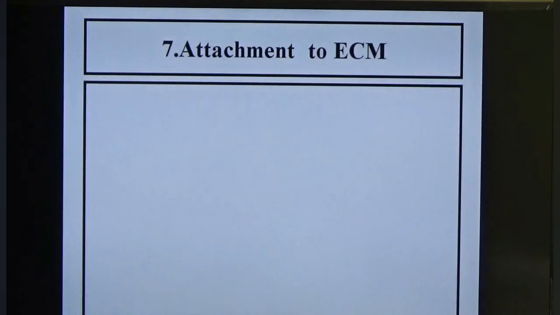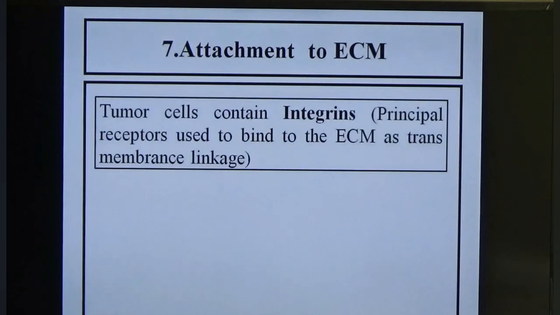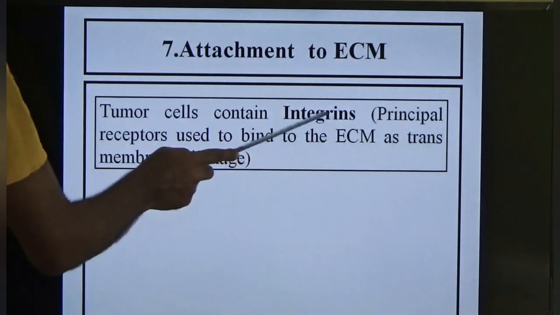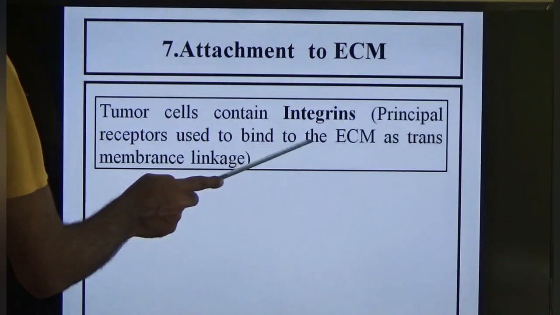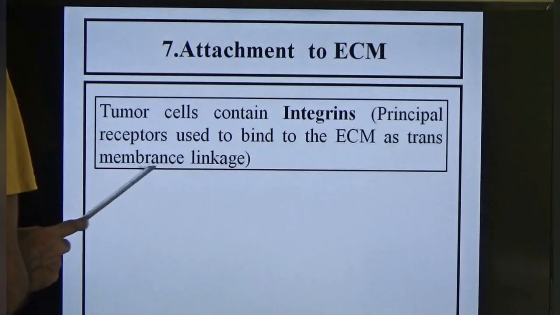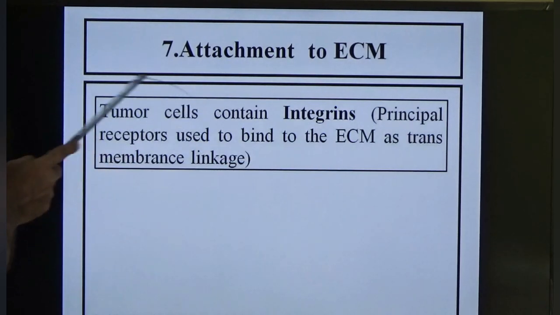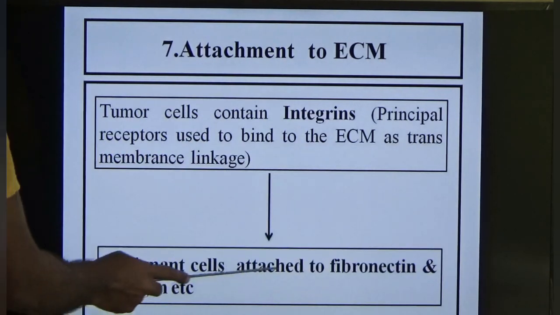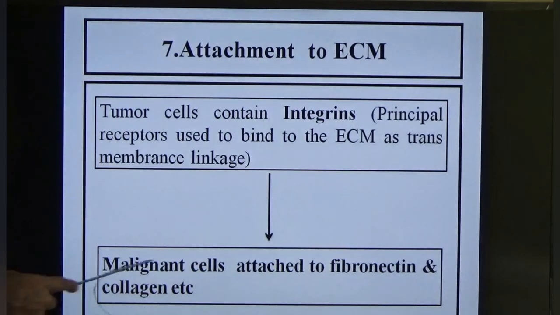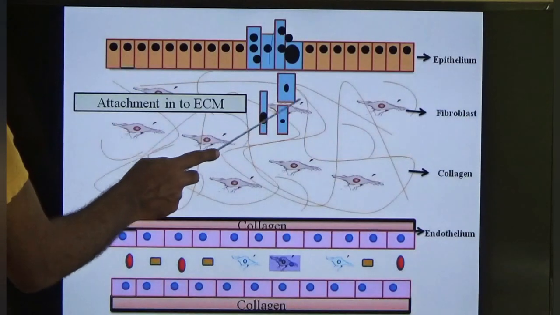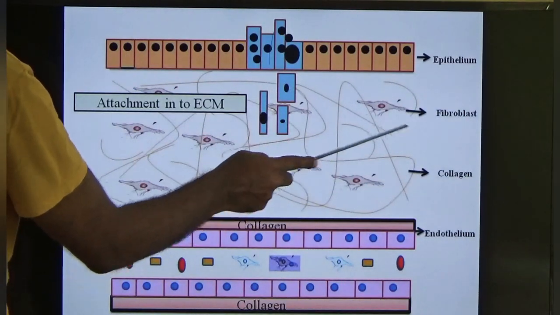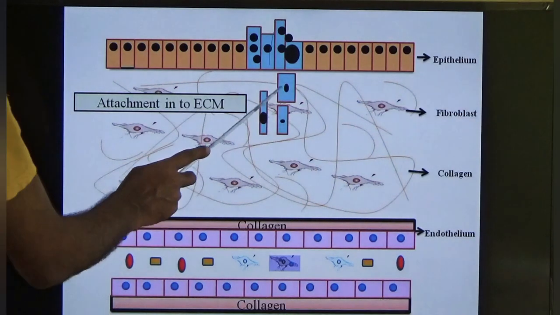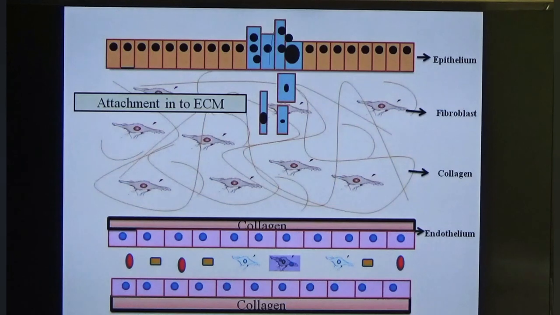Okay, the seventh one, attachment to the ECM. The tumor cells contain integrin principally. What is integrin? The principal receptor used to bind to the extracellular matrix as a transmembrane linkage. This autonomous tumor cell will secrete integrin, and that integrin helps to attach to fibronectin and collagens. So these tumor cells are attached to the collagens, fibronectin and fibroblasts. This is the attachment to the ECM, because tumor cells can secrete integrins.